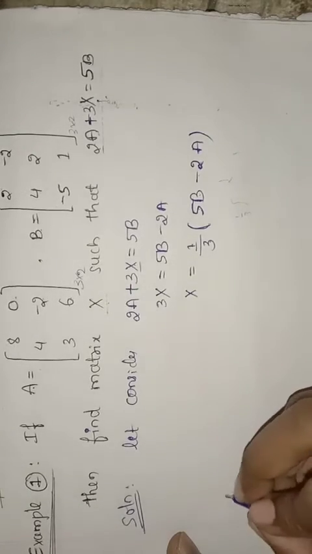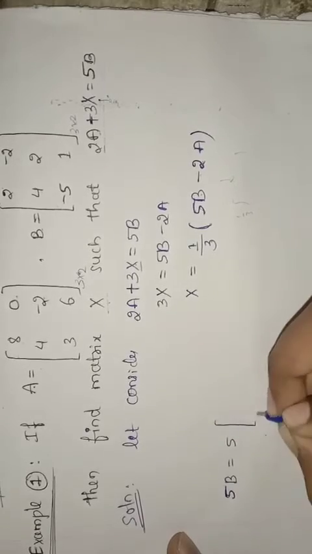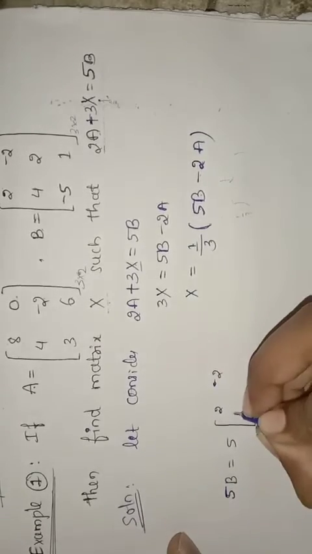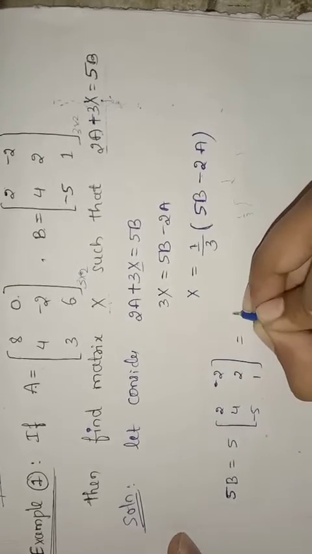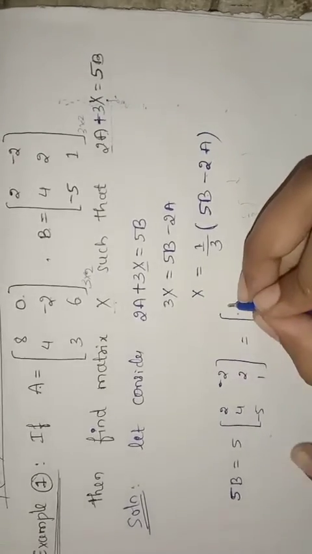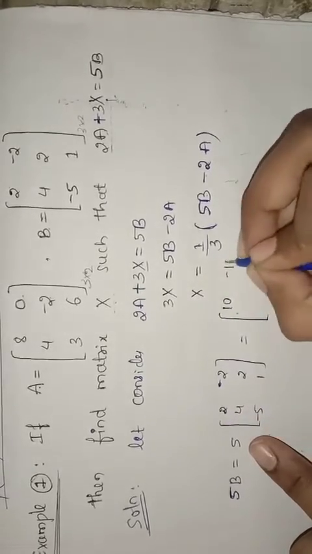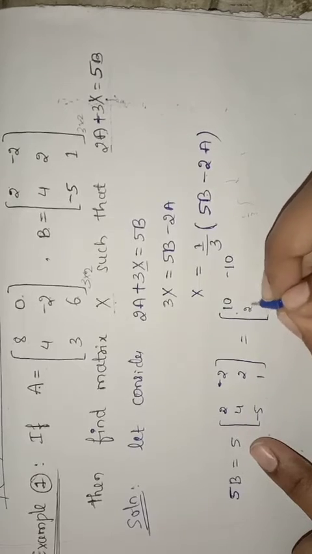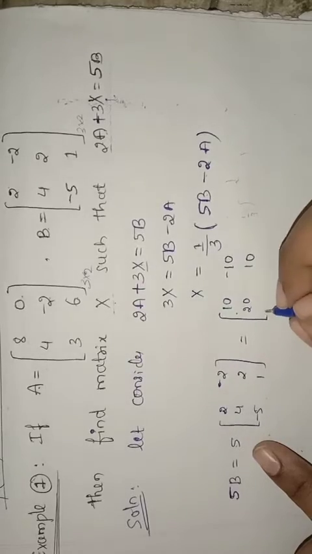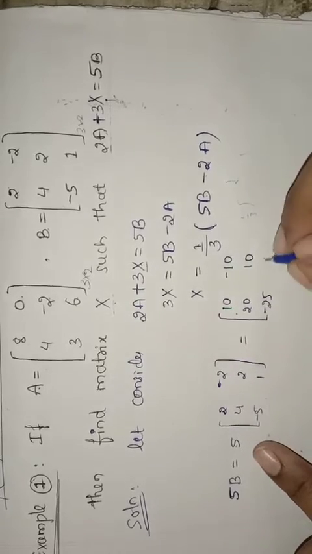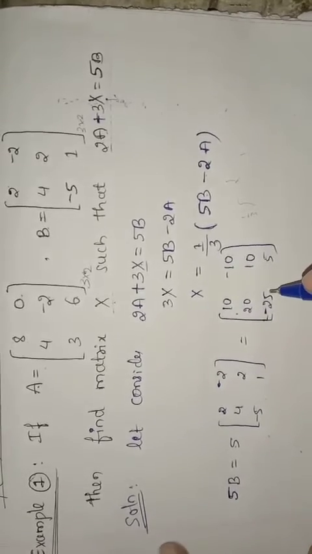So first I want 5B, no? So first find out 5B, that is 5 into matrix B they have given, that is 2, minus 2, 4, 2 and minus 5, 1. So 5 into 2, that is 10. 5 into minus 2, that is minus 10. 5 into 4, 20. 5 into 2, that is 10. 5 into minus 5, that is minus 25. 5 into 1, we have 5. See, we got this matrix, the 5B matrix.